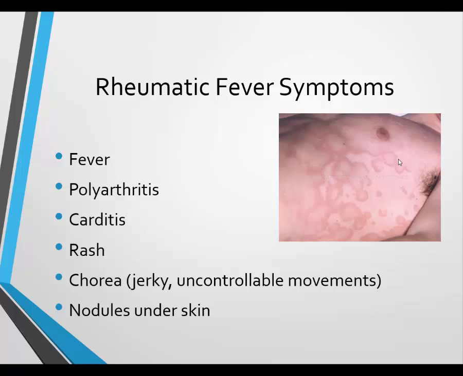The nodules under the skin are simply small, hard lumps that might be a little tender, but aren't really painful in themselves. Finally, we have chorea. This is jerky, uncontrollable movements, and that's related to inflammation of the nerves and the nervous system.